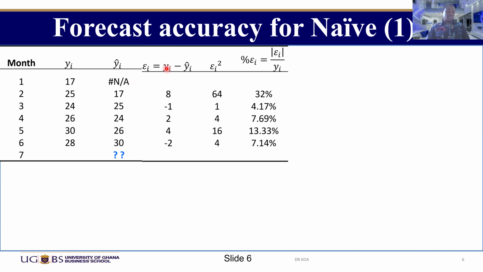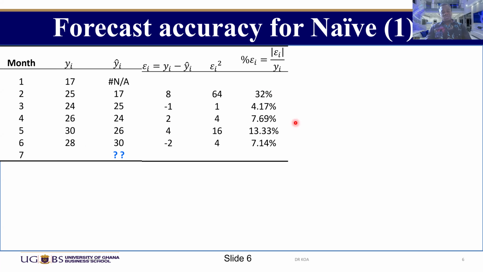Now, there are some important things you need to find before you find all the accuracy measures. After you have detected the errors, you square each of the errors to get the error squared. And then you take each error and divide it by the actual values, and that will give you the percentage error. Now, this error, together with the square of the error and the percentage error, each one will give you a forecast accuracy measure, which we are going to compare.